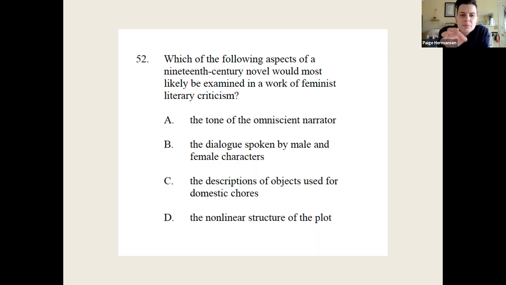Which of the following aspects would most likely be examined in a work of feminist literary criticism? If you're writing a PhD dissertation about 19th century household objects for domestic chores, that's one thing, but not for ELA, middle school and high school English, right? As a professor of mine used to say, feminist literary criticism just means you look at a work of literature and the first question you ask is, where are the women in this text and what are they doing, right?